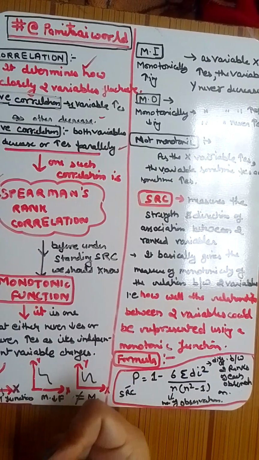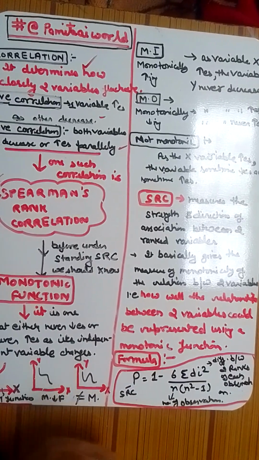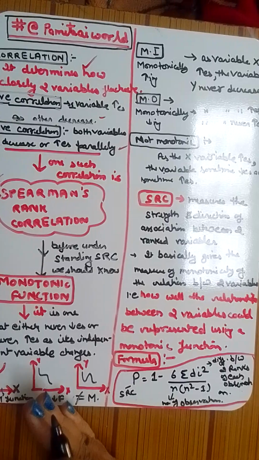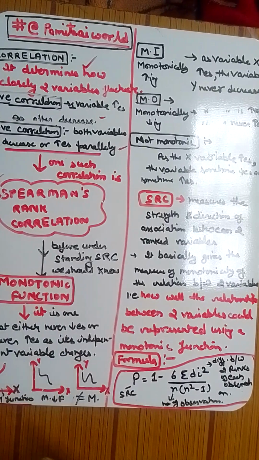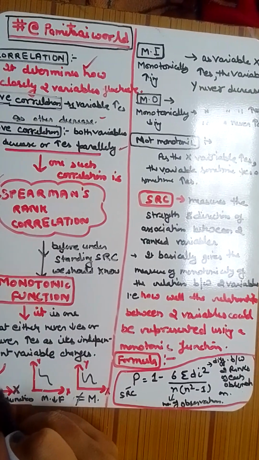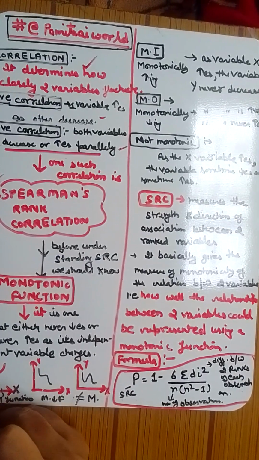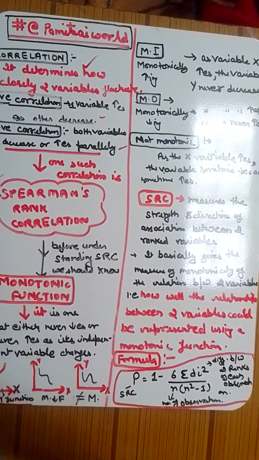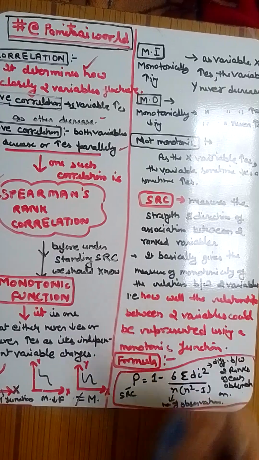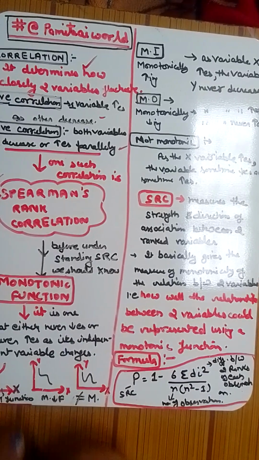Monotonically it is increasing. Fine. So we can say that if x is increasing, variable y never decreases. By seeing this graph, we can say that if x is increasing, y is also increasing. It never decreases. That is called a monotonically increasing function.